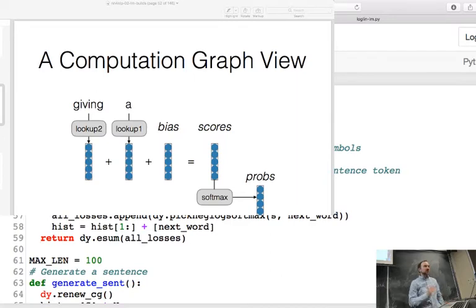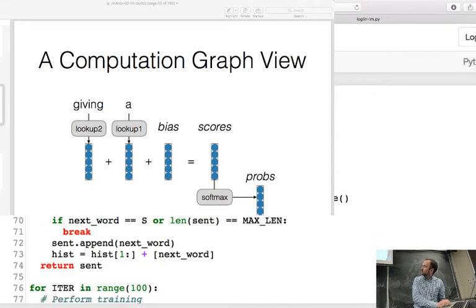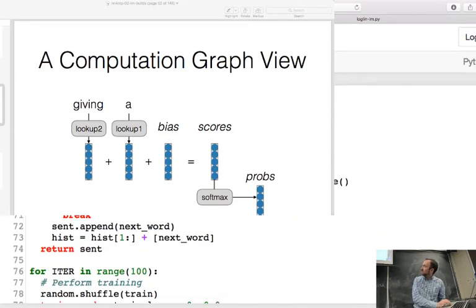So as I mentioned last time, if we can calculate the loss, we can train our model. So now we can basically reuse our model training code from what we had last time. But one more kind of interesting thing that we can do is we can generate sentences. So what we do is we seed our history with start of sentence symbols, and then while true, so we continue until we're done generating.